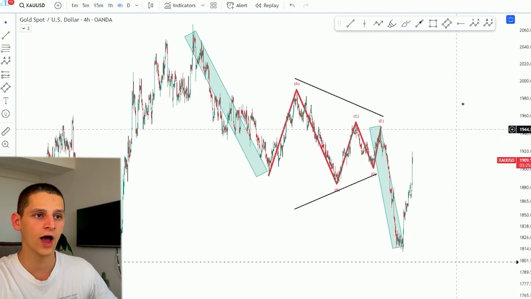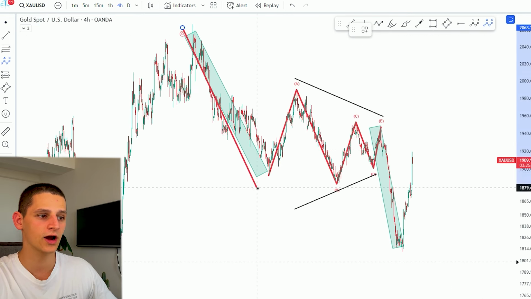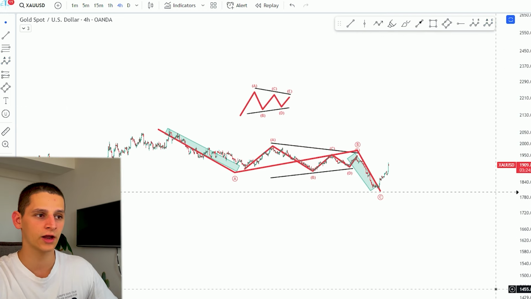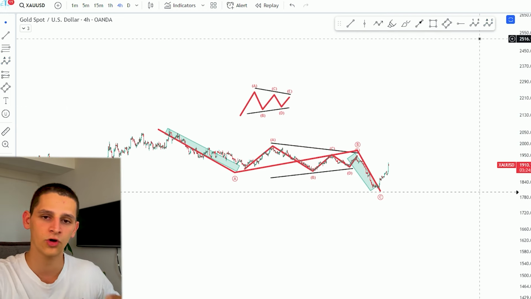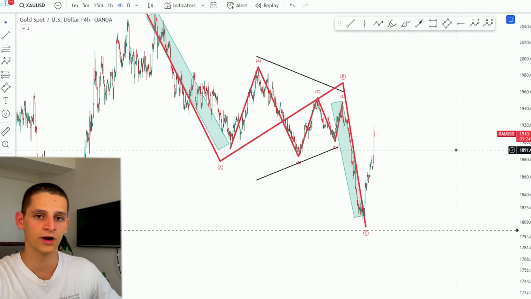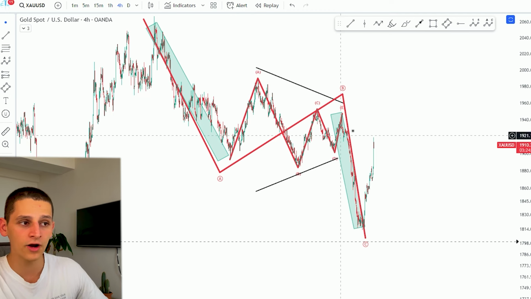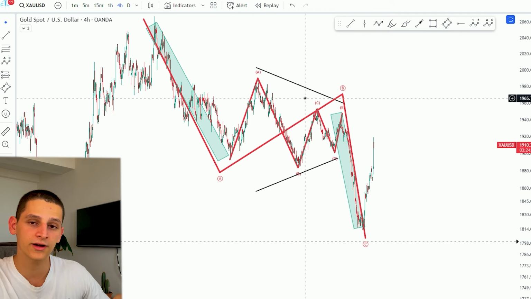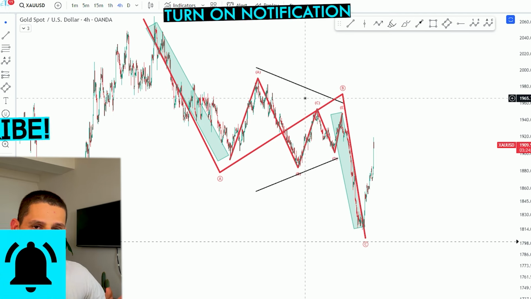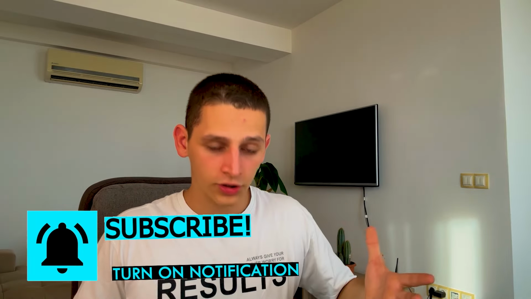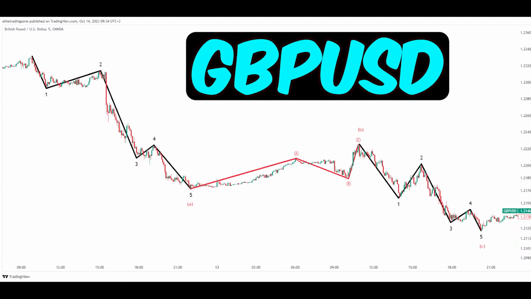I think that after this zigzag correction A, B, C, we will hit the targets of $2,500. This could be the start of the new bull run in gold. Why I think so? Because, as I said earlier, a triangle is an indication of a recent trend change. Impulse and corrective waves can be both up and down. Let me show you some examples.